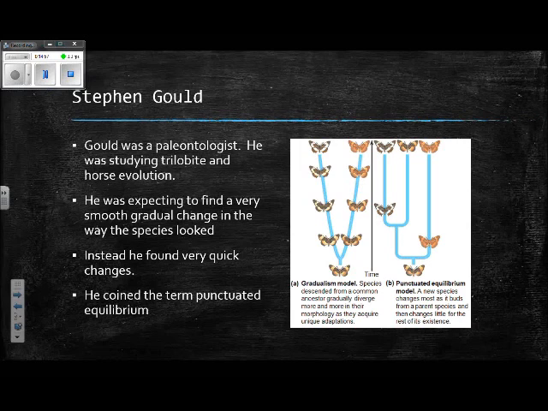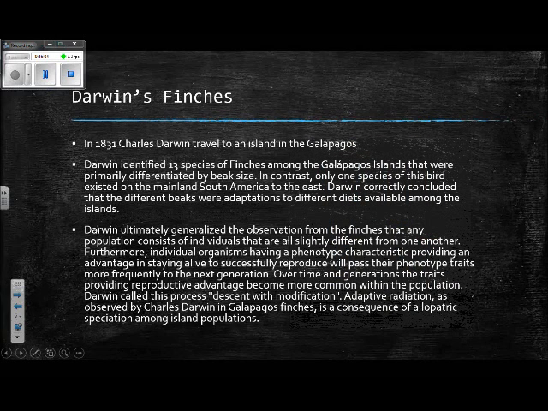Okay, Darwin's finches. The finches are what helped Darwin do a lot of his research and figure out his theories. So in 1831, Charles Darwin traveled to an island in the Galapagos. Darwin identified 13 species of finches among the Galapagos Islands that were primarily differentiated by beak size. In contrast, only one species of the bird existed on the mainland South America to the east. Darwin correctly concluded that the different beaks were adaptations to different diets among the islands.